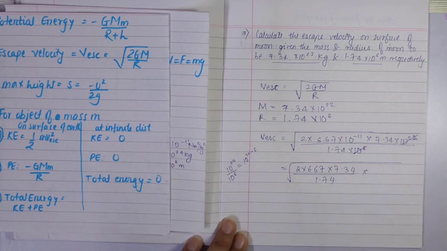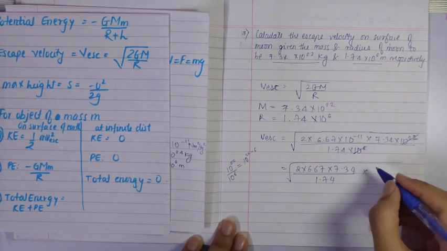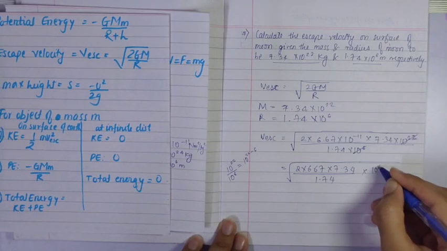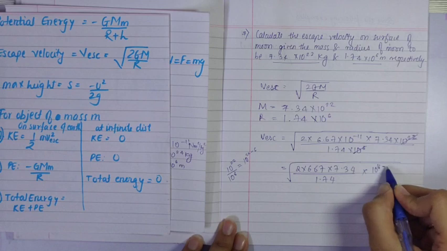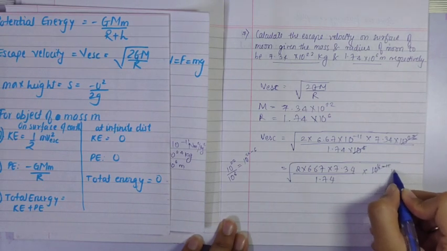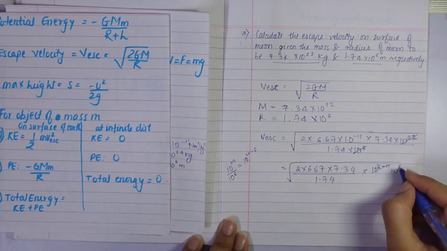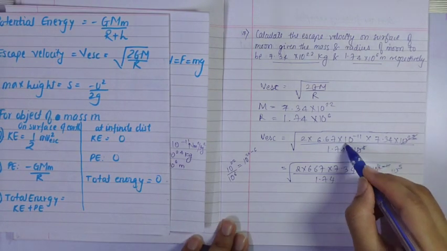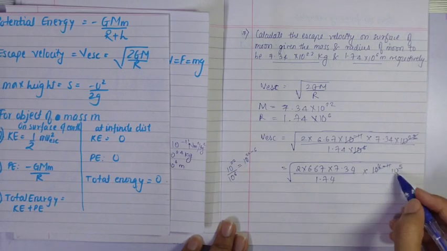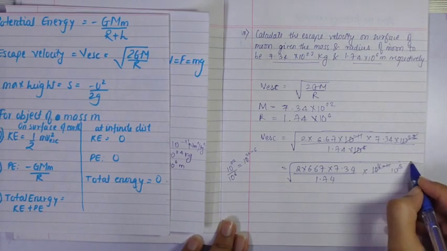So what is this? 16. So 10 raised to 16. So this is 16 and minus 11. So 10 raised to 16 minus 11. What will this be? 10 raised to 5. So this is what remains. So I have done with this one, and this one. Only 10 raised to 5 remains.